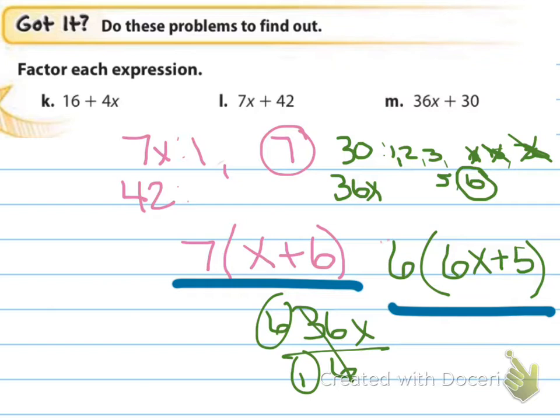So I knew that 30 wasn't going to be a factor of 36. 15 is not, 10 is not, but 6 is. So when I know that I can divide 36 by 6, I know that's going to be 6. And don't forget that it's 6x. And so I have 6 times 6x plus 5. Because of course I did 30 divided by 6 as well.